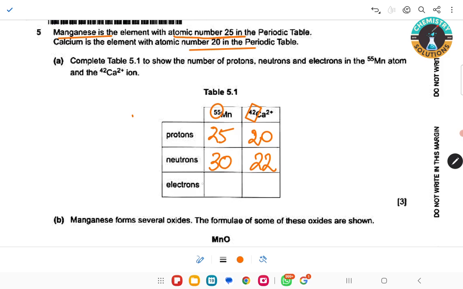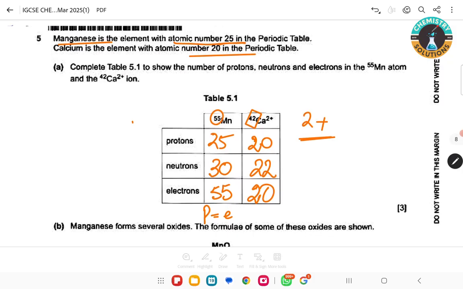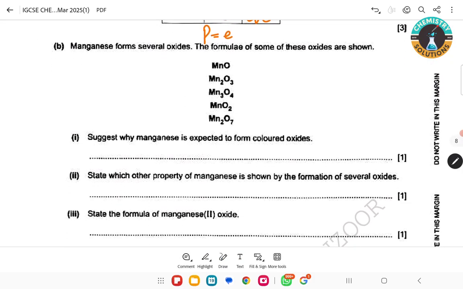Now come towards the number of electrons. Manganese is an atom, so the number of protons is equal to the number of electrons, and it will remain the same. For calcium, 2 plus charge means this calcium ion has lost its 2 electrons, so it will be 20. So for this one it is 20. These are the elements given.